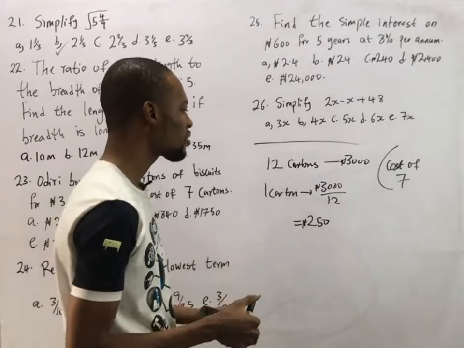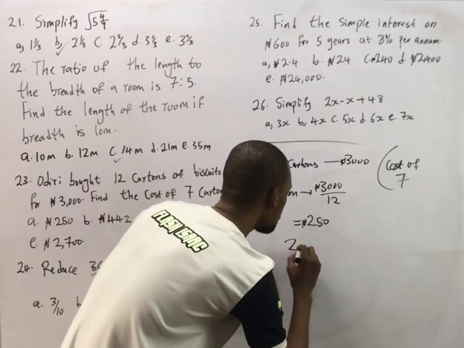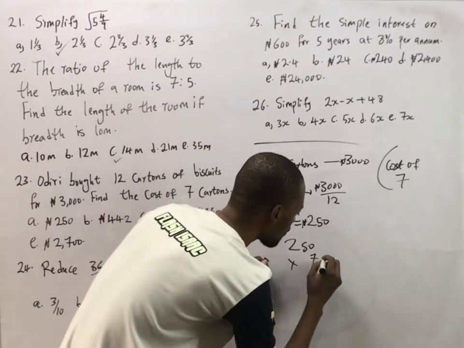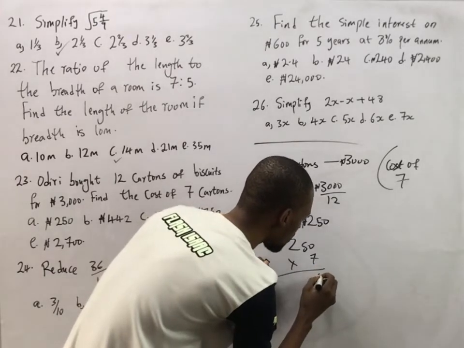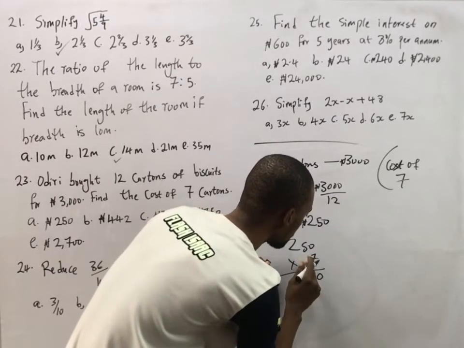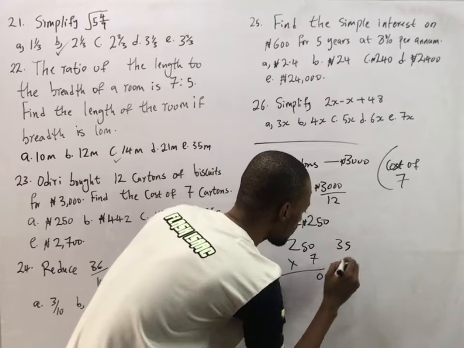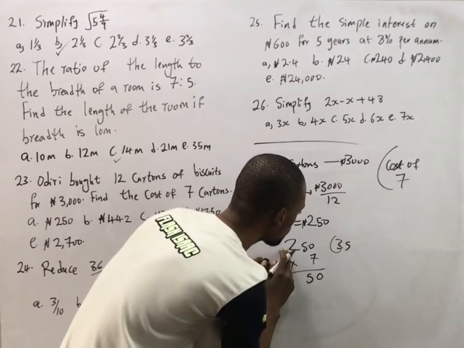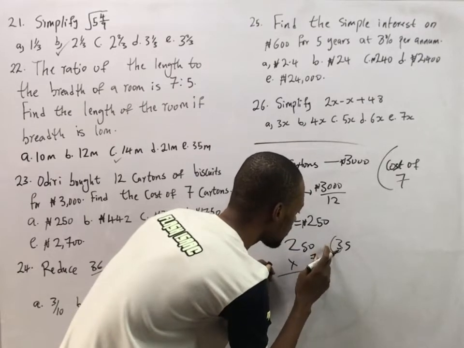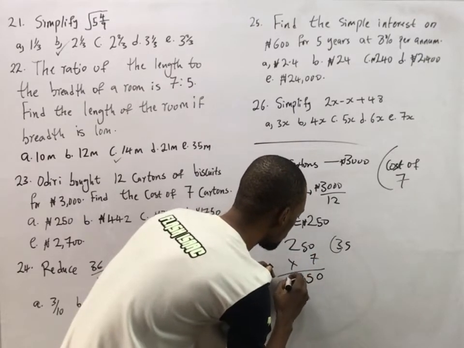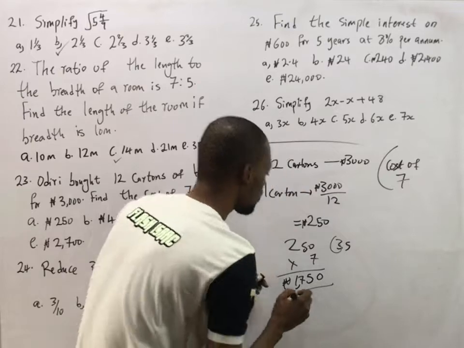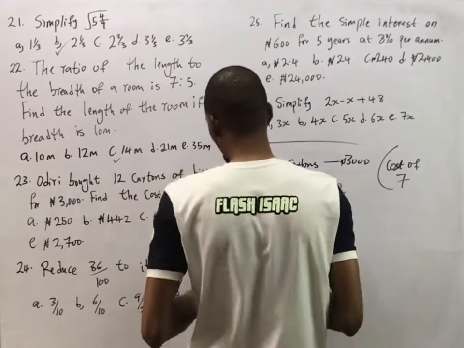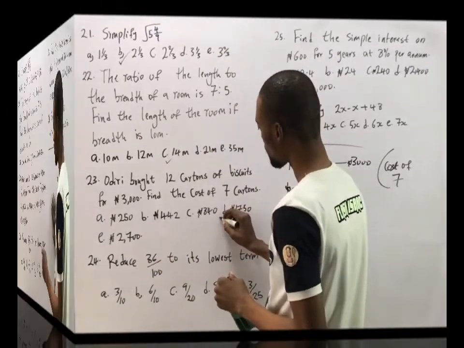Therefore, 7 cartons will simply give you 250 times 7, which is 0. 7 times 5 is 35. So we put down 5, take 3. 7 times 2 is 14, plus 3 is 17. So 7 cartons cost 1,750 naira. And that's option D.